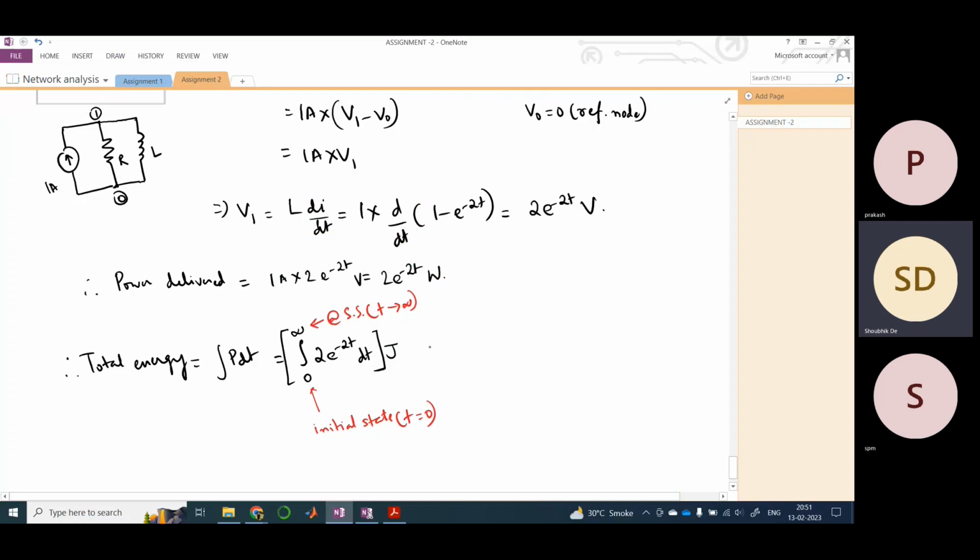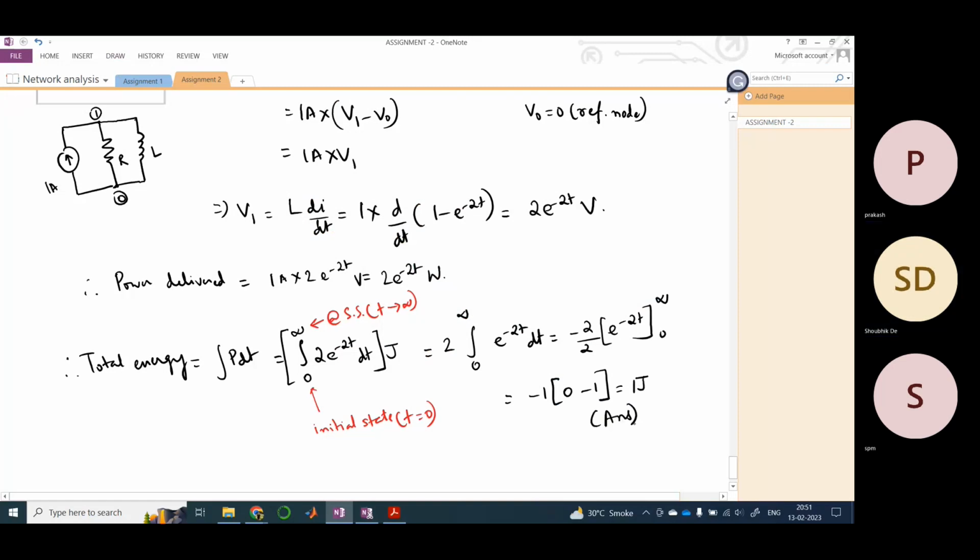So if I do the integration of e to the power minus 2t dt, this minus 2 would come outside, so this minus 2 into e to the power minus 2t. And as you know, e to the power minus 2t at t equals infinity is nothing but 0, so this would be 0, and this would be 1. So this is 1 joule. So this is the answer to the question.